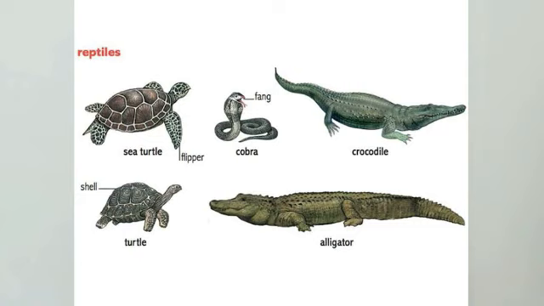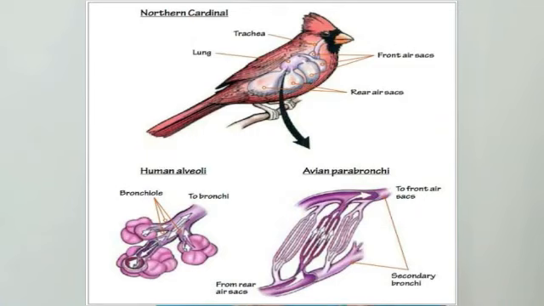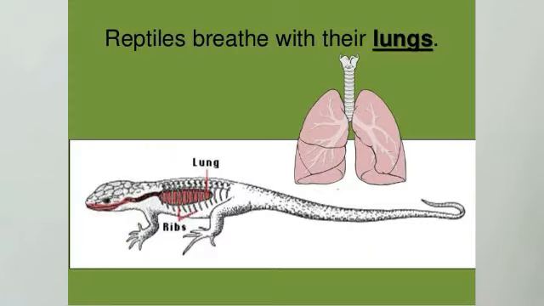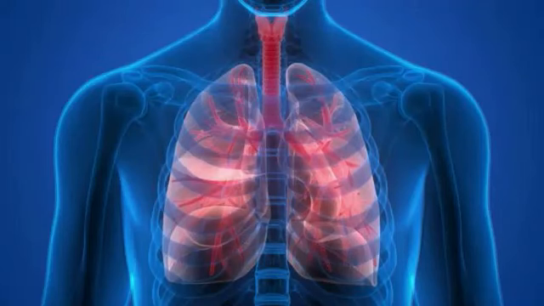And the next ones are birds and reptiles. What is the meaning of reptiles? Yes, snakes, lizards, alligators and crocodiles are all reptiles. Birds and reptiles breathe through their lungs. In the same way, human beings also breathe through their lungs. We have lungs and using them we breathe. So now we can check how breathing takes place in our body.